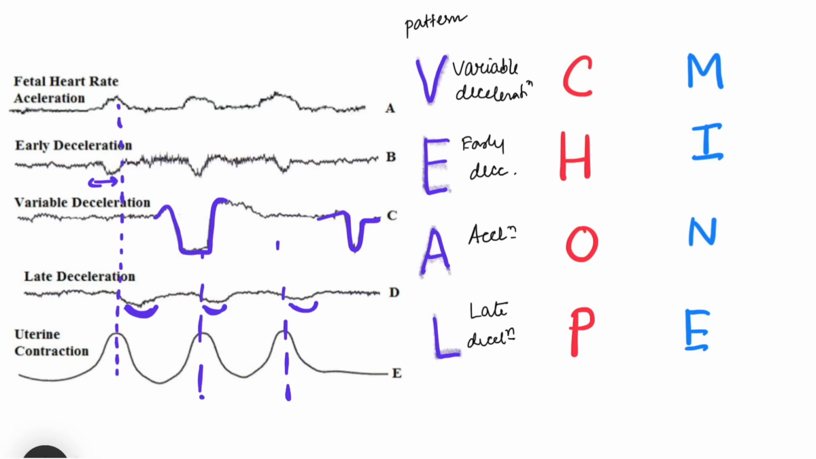The chop represents the cause of this acceleration or deceleration. That means C represents cord compression. H represents head compression. O represents it's all okay. And P represents placental insufficiency.